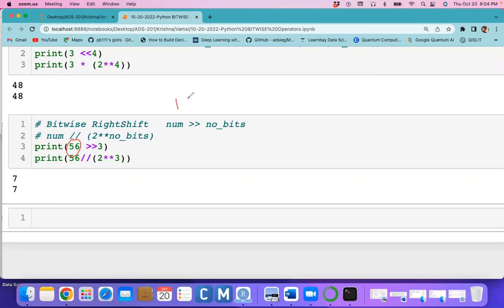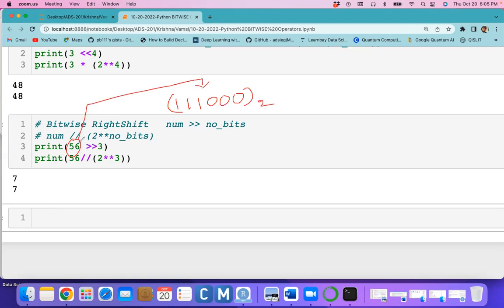It's 48 only, right? 48, 32 plus... yes, this is my number, the binary number for 56.